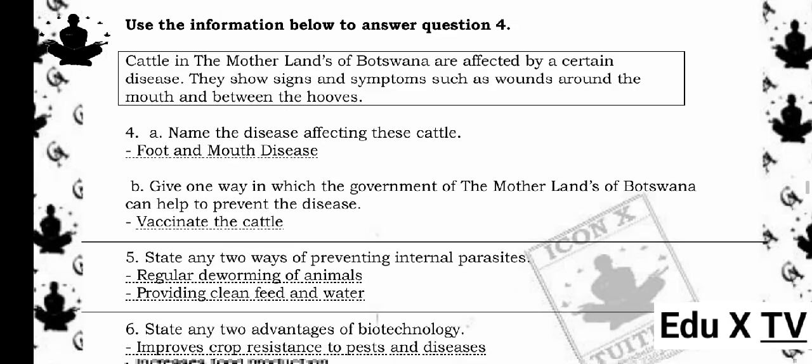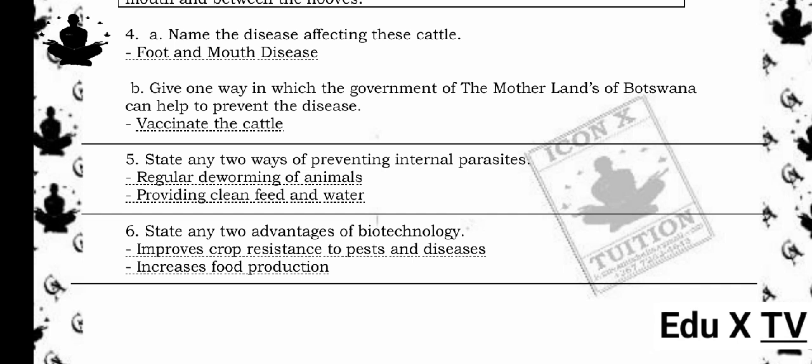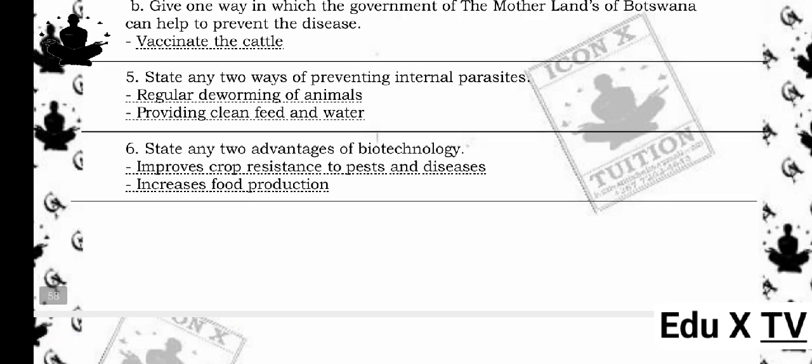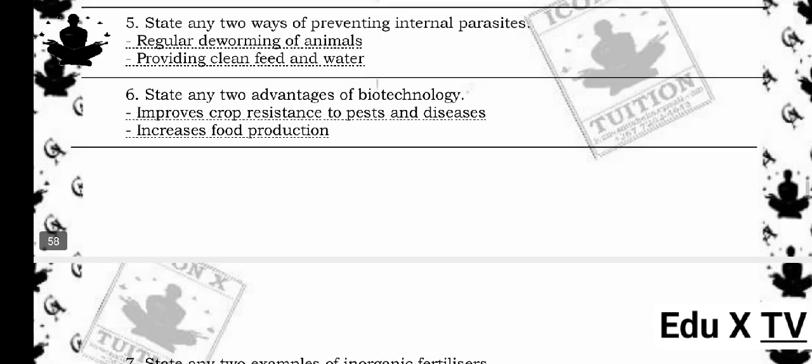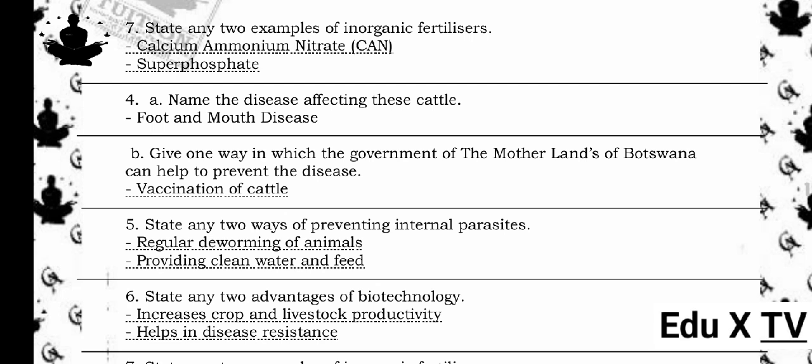Vaccinate the cattle. 5. State any two ways of preventing internal parasites. Regular deworming of animals. Providing clean feed and water. 6. State any two advantages of biotechnology. Improves crop resistance to pests and diseases. Increases food production. 7. State any two examples of inorganic fertilizers. Calcium ammonium nitrate (CAN).